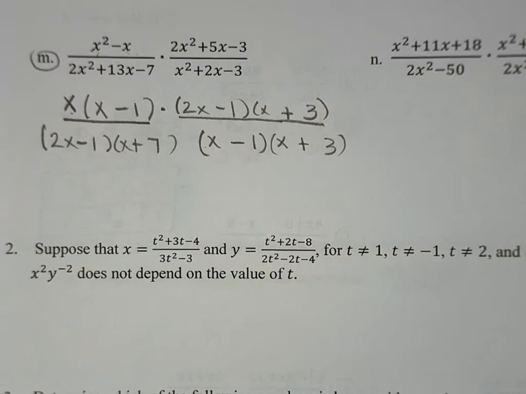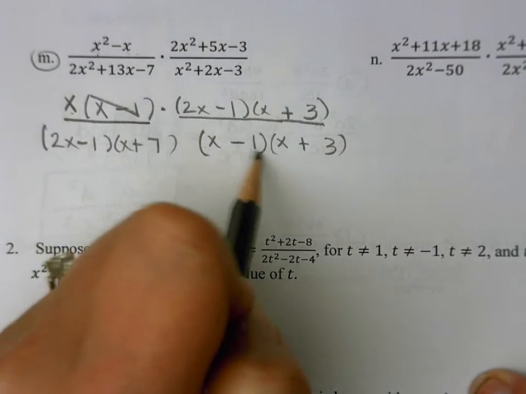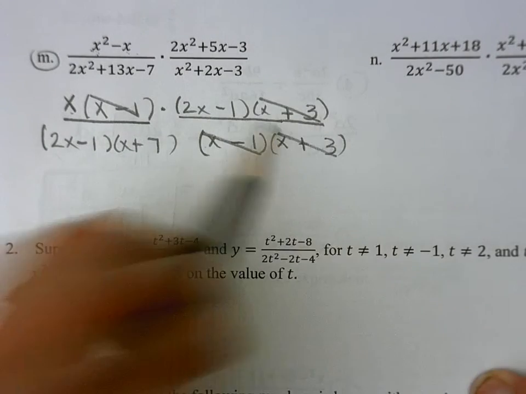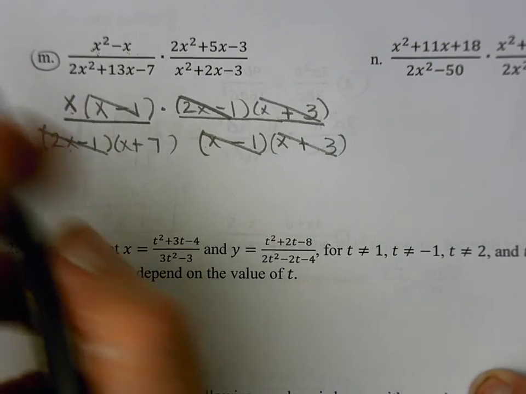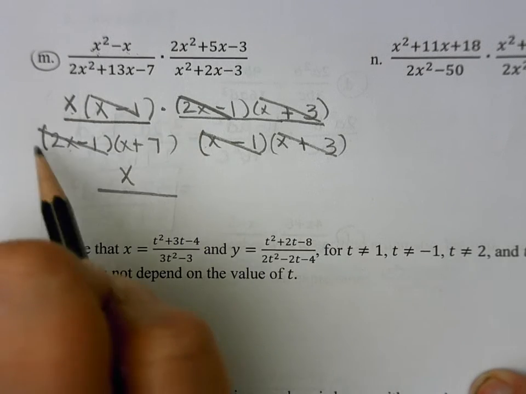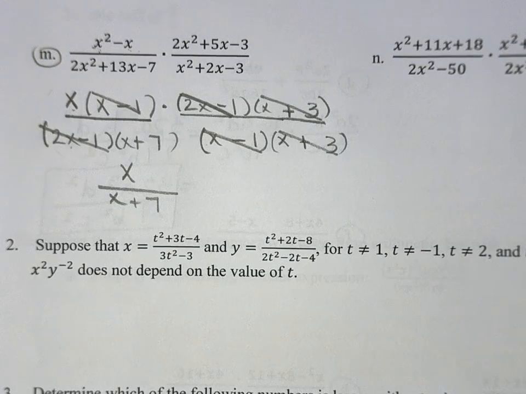And then as soon as I have everything completely factored, I look to see is there any numerator common with any denominator. So I have an x minus 1 common in the numerator and denominator. I have an x plus 3 common in the numerator and denominator, and a 2x minus 1. So the only thing left across the top is the x, and the only thing left across the bottom is x plus 7. And then that's it for homework help number 2.